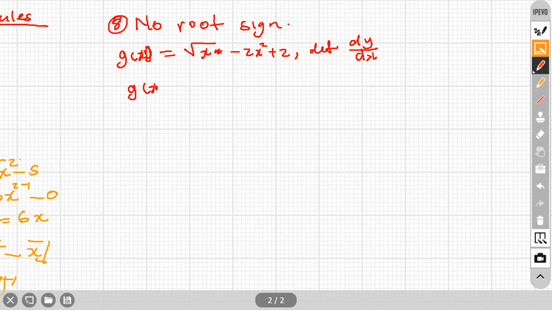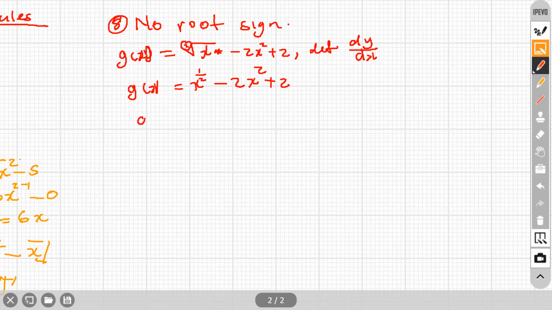So g of x is going to be equals to, then we know that when there's a root sign, this in front of the root sign is 2. So this root sign, actually, we can write it as x to a power of, the power of x here is what? It's 1. So it's 1 over the number in front of the root sign, which is 2. Then minus 2x squared plus 2. So now that there is no root signs, we can now differentiate.